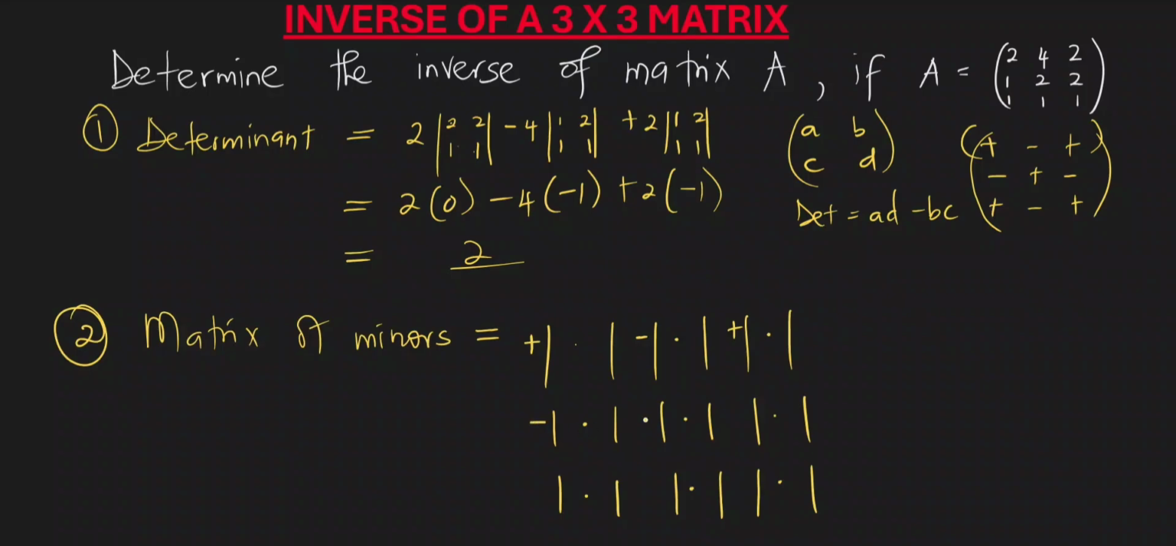Then here we have minus, plus, minus, then plus, minus, plus. Then we just have to fill in our values inside there. We do the same thing as for the first part. We close the row and column of 2. We have 2, 2, 1, 1. Next one, we close the row of 4 and its column. So we have 1, 2, 1, 1.